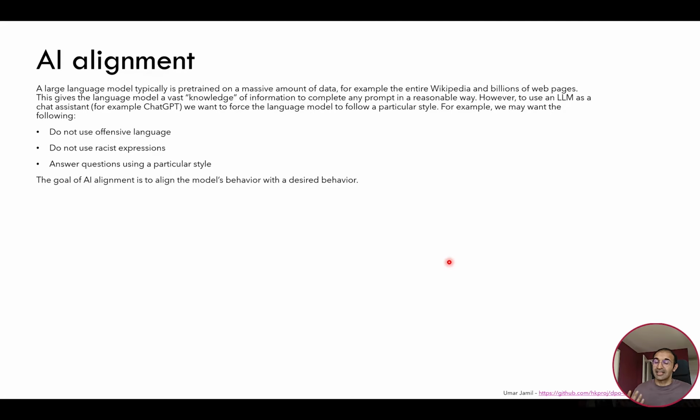And if you feed the internet data, the language model will behave very badly, actually. So we need to align the language model to a desired behavior. We don't want the language model to use any offensive language. We don't want it to be racist. We want the language model to be helpful to the user, to answer questions like an assistant, etc. And this is the goal of AI alignment.